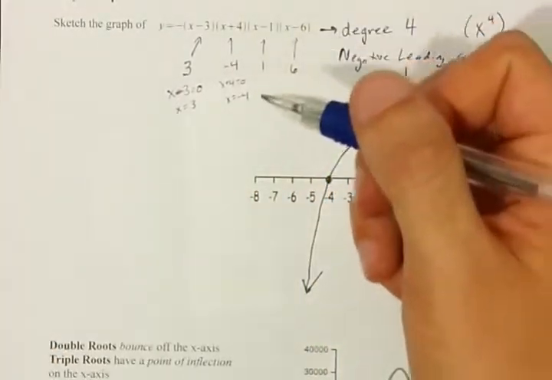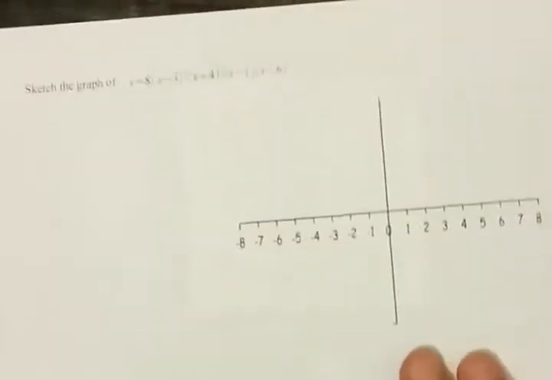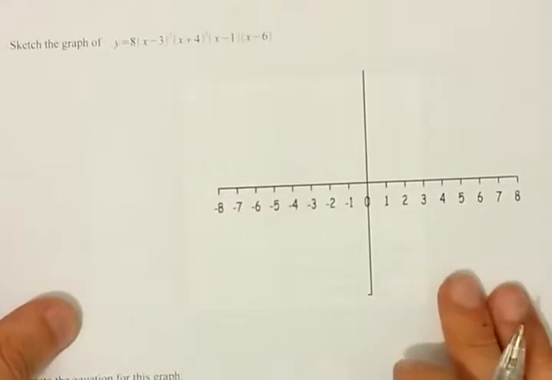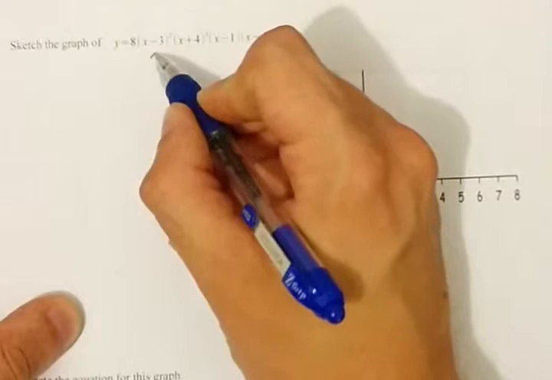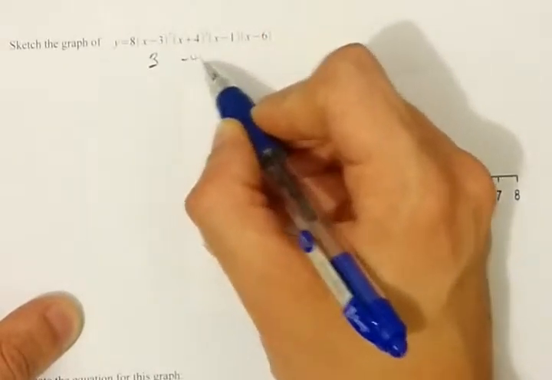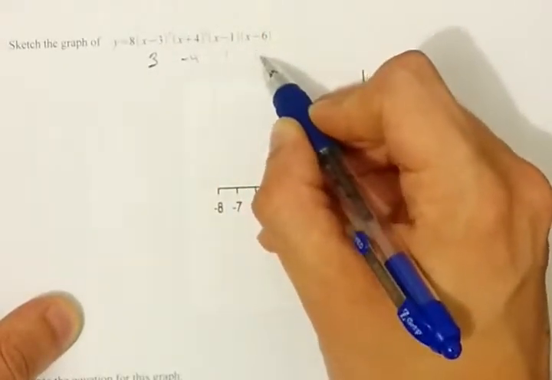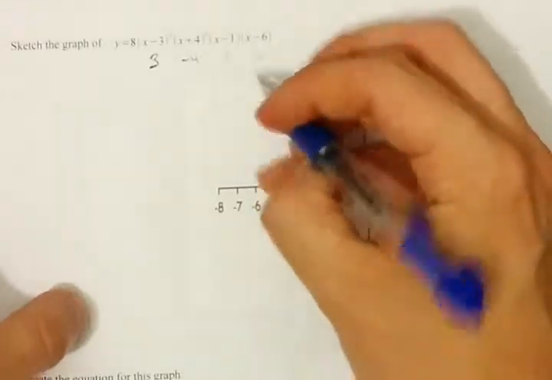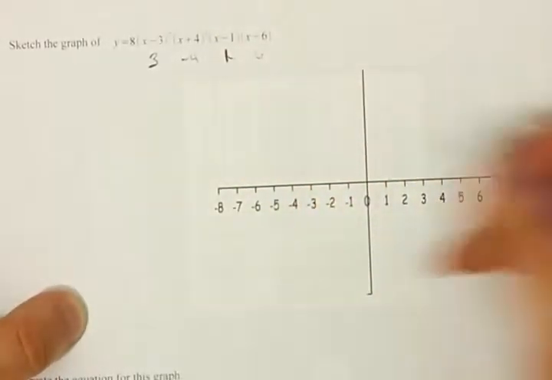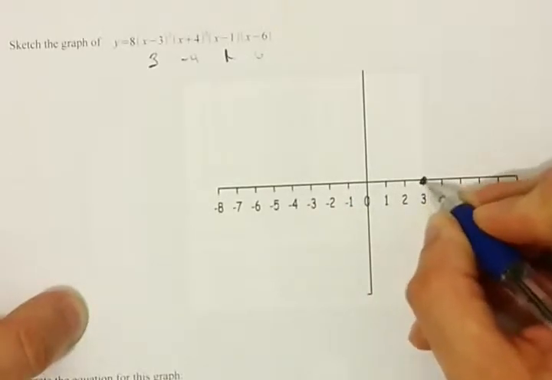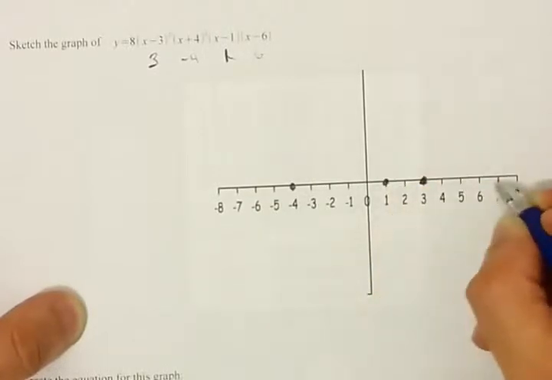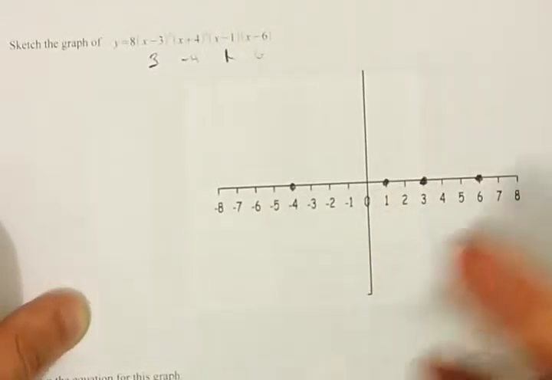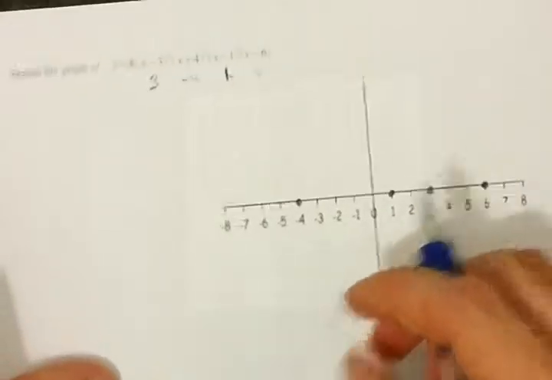I thought I had a better example here. Oh, I do. It's on the next page. This is a little out of order, but we're going to do this one together. What have we got? We've got x-intercepts at positive 3, negative 4, positive 1, and positive 6. Oh, those are the same x-intercepts as before. Let's plot them. 3, negative 4, 1, and 6. Now, what's my total degree?